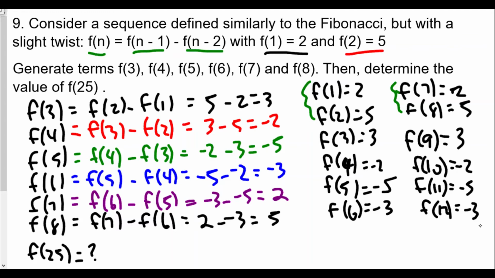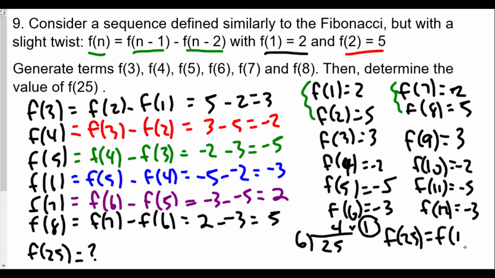Well, we can do this in this case for 25. We could go over and over and over again, but we know that 6 goes into 25 4 times with a remainder of 1. Now, why is that important for us? Well, F6 is -3, F12 is -3, F18 is -3, F24 is -3. F25, notice in this case the remainder 1 means that F25, because everything repeats over and over again, will be the same value as F1, right? And so it's not about the quotient, but the remainder.